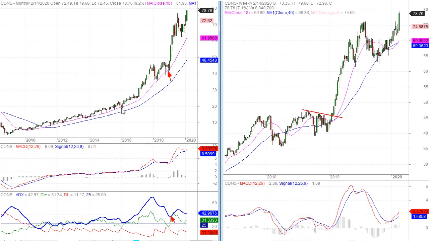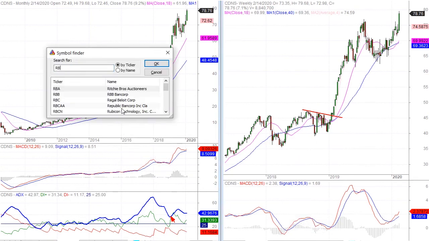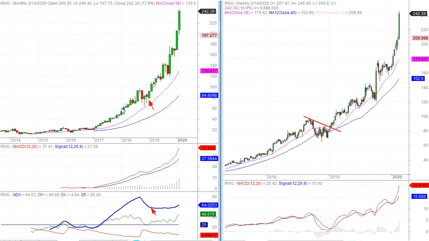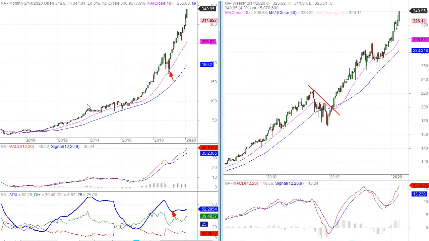Look at something like RNG. This was a while back, again, actually around the same time frame as the Microsoft, but same pattern, strong ADX reading and a zero line reversal. And this is not just in software companies. This is MasterCard. Visa had the same pattern, strong, powerful reading here.